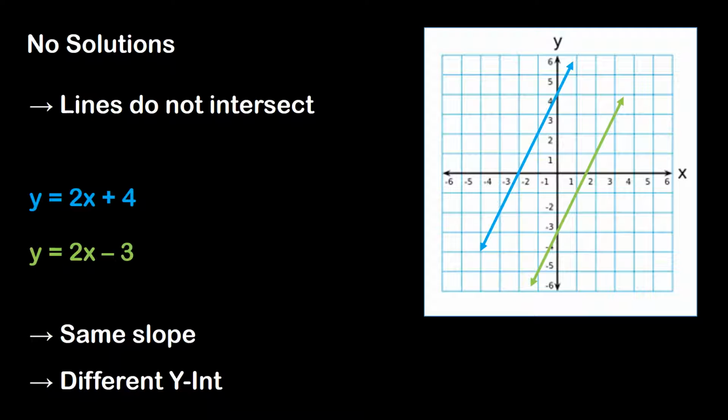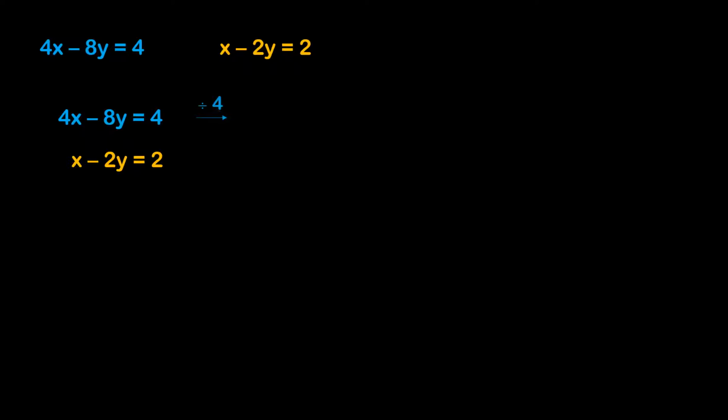So let us consider the two equations 4x minus 8y is equal to 4 and x minus 2y is equal to 2. So both of these equations are in standard form. If I want to solve this system of linear equations, because they're both in standard form, I'm thinking that I want to use elimination. I'll rewrite the equations again over here. I notice that I can't eliminate any one of the variables x or y right away. So I'm going to divide the first equation by 4. That will give me x minus 2y is equal to 1, because 4x divided by 4 is x, and 8y divided by 4 is 2y, and 4 divided by 4 is 1.